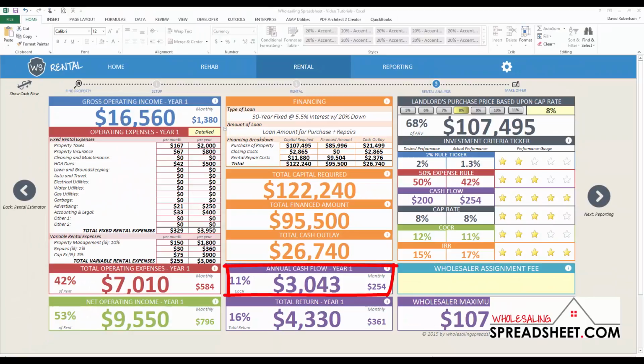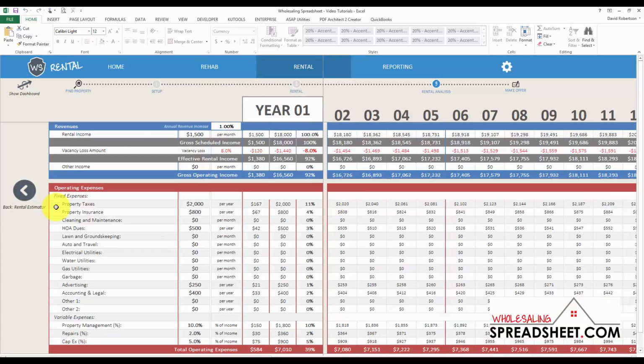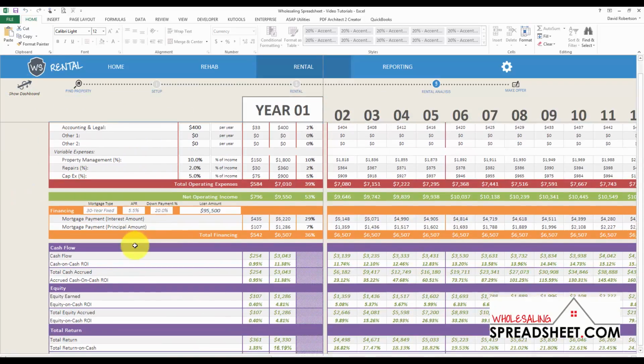The annual cash flow is the total amount of cash flow generated from the property after deducting operating expenses and financing costs. The total return for the property is the total return on investment achieved through cash flow and equity accrual from principal paydown. Again, if you want to review the detailed rental information over the life of the loan, you can do so by using the cash flow chart.